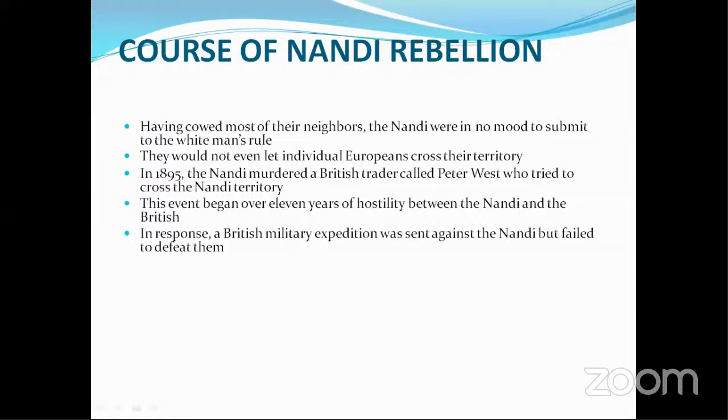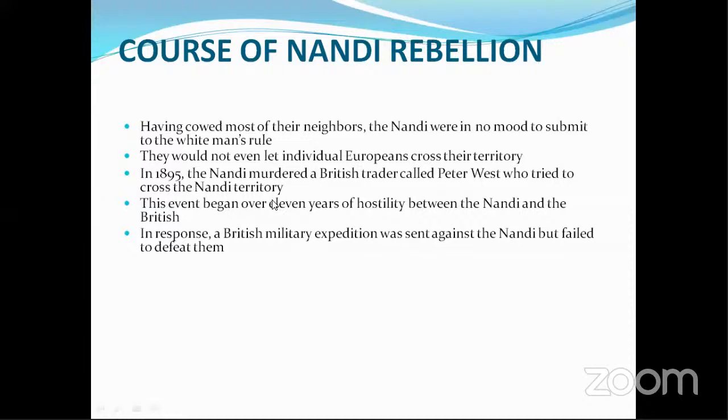Alex Kageza, I can see your hand up. Unmute. So I need some clarification about the fourth point. The fourth point, 1, 2, 3, 4. Okay. Now here we are saying, when you look at that fourth statement, it actually says the event began over 11 years of hostility between the Nandi and the British. It should have been the event began 11 years of hostility.